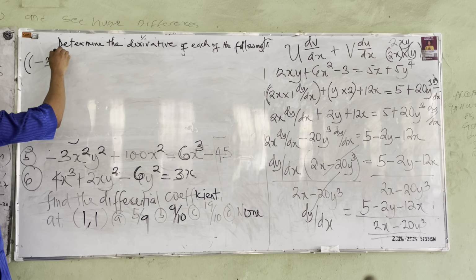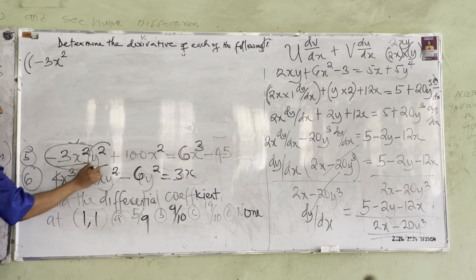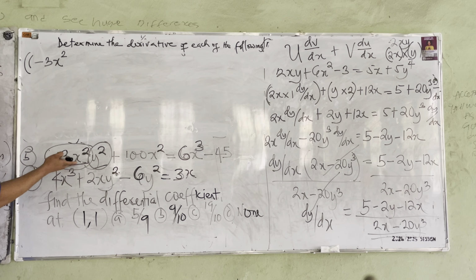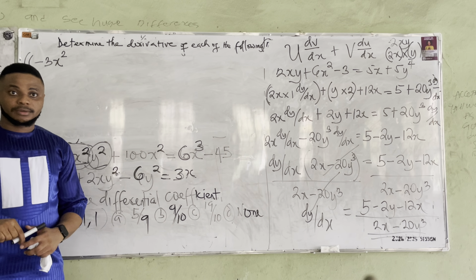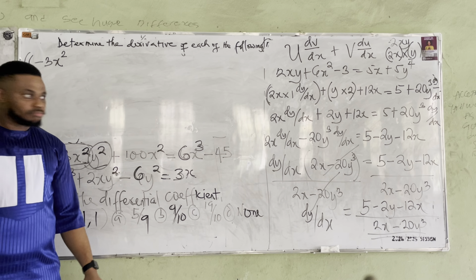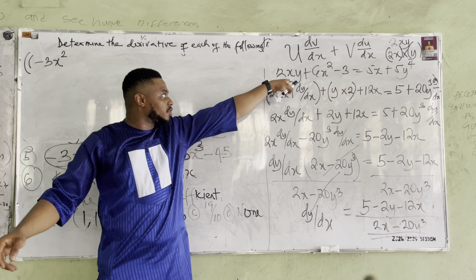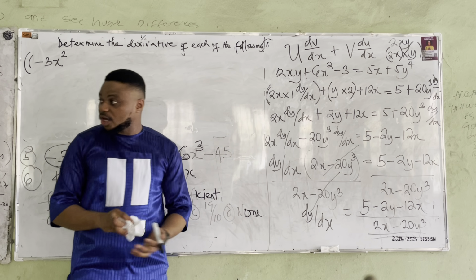Minus 3x squared. Look at your x here, then look at your y. Minus 3x squared is for your x, y squared is for your y. I told you that the coefficient that starts that particular function is for x. Do you understand? The coefficient that starts, that minus 3, just like here, 2 is for what? Not for y. It's not for x and y.